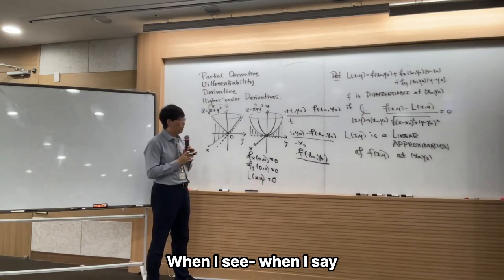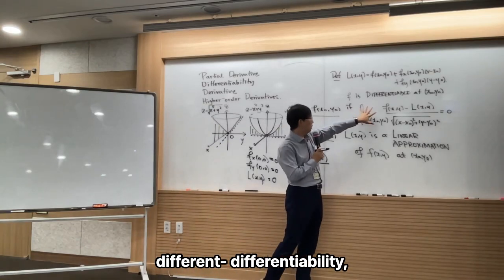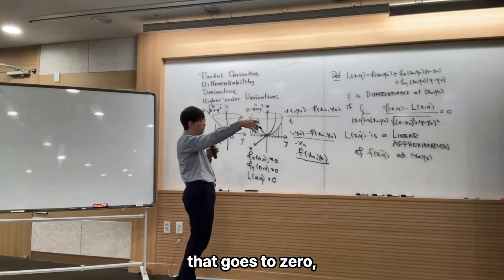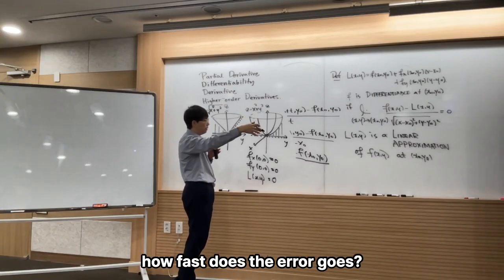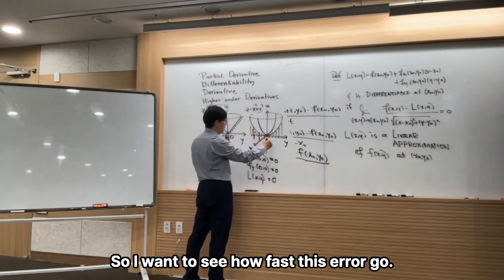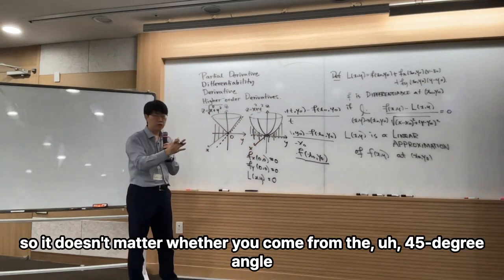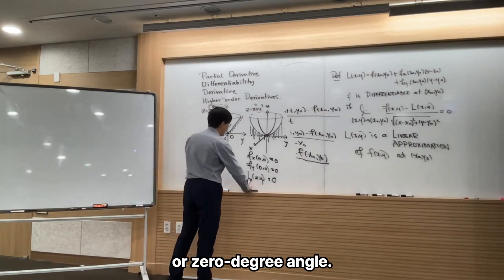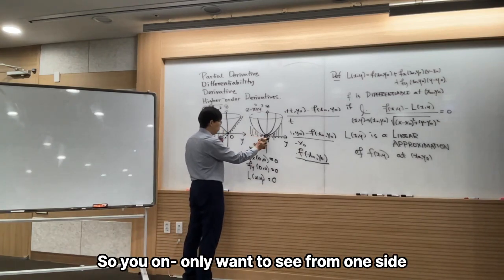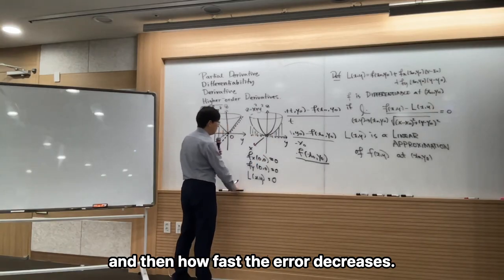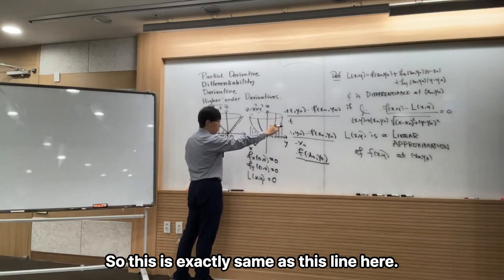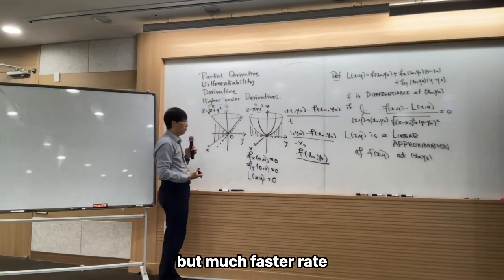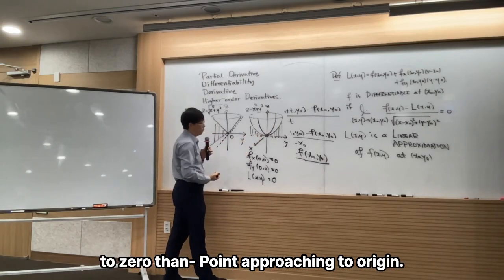When I say differentiability, I want to see the rate of error going to 0, how fast the error goes to 0. But this is a symmetric picture, so it doesn't matter whether you come from a 45-degree angle or a 0-degree angle. So you only want to see from one side and then how fast the error decreases. So this is exactly the same as this line here. The error is decreasing, not at the same rate, but at a much faster rate to 0 than the point approaching the origin.